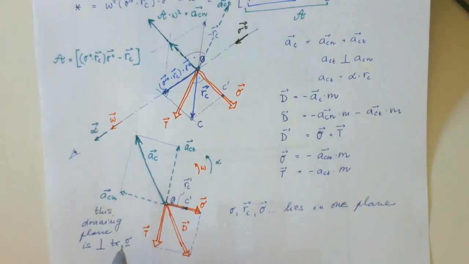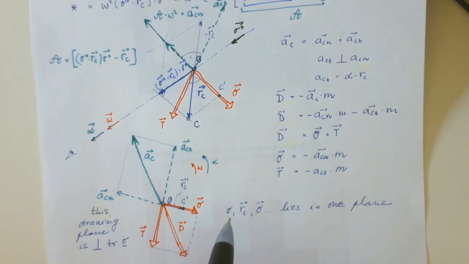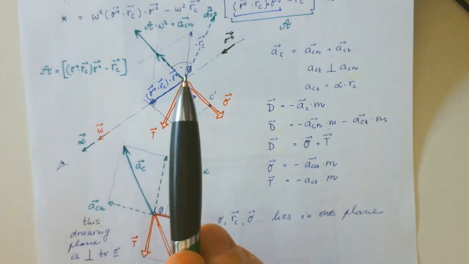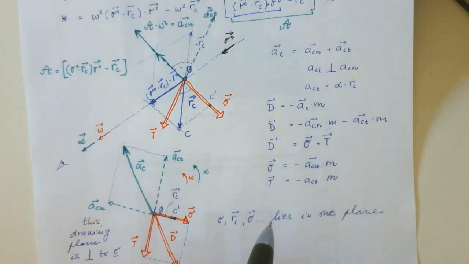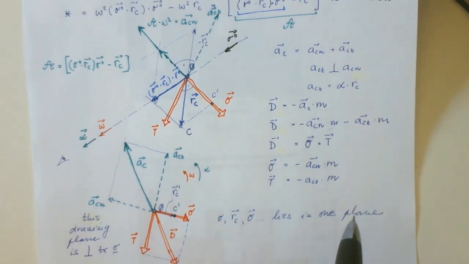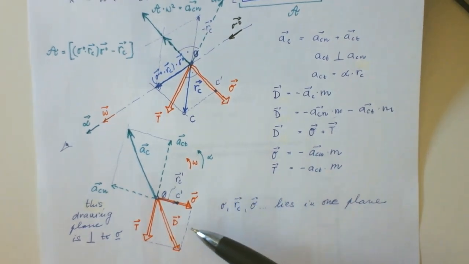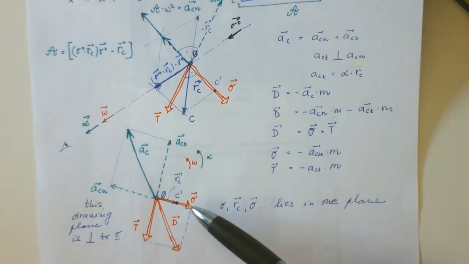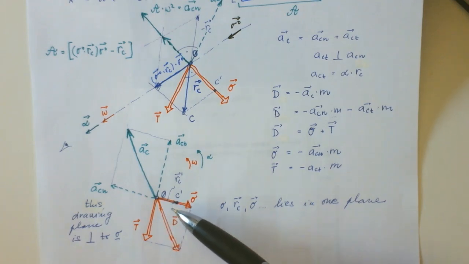Okay, so another fact which is good to point out is that axis O0, vector RC, and vector A lie in one plane. So in this lecture we derived a D'Alembert force either in total or in components of rotating body.